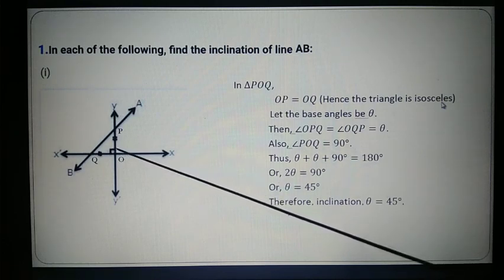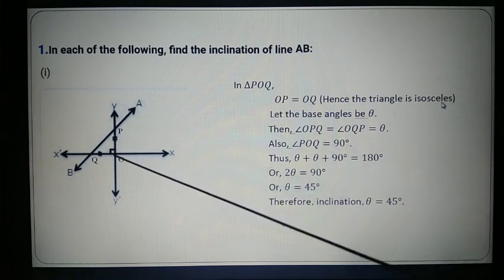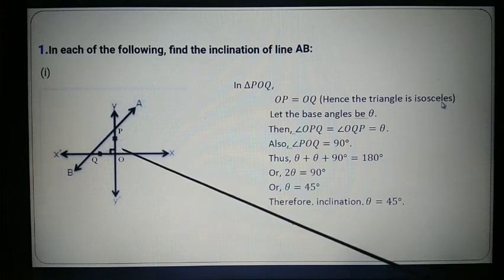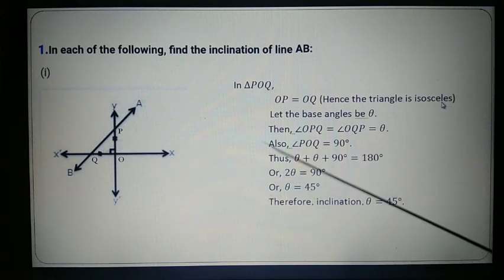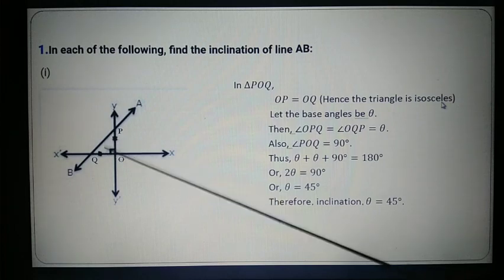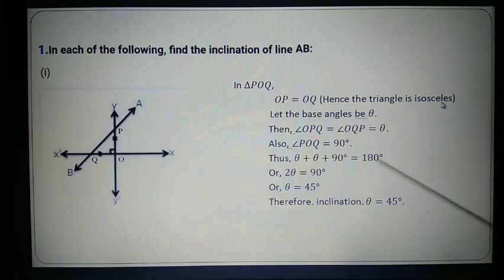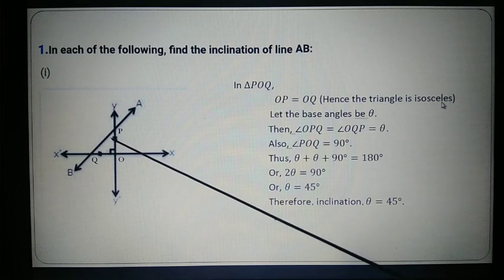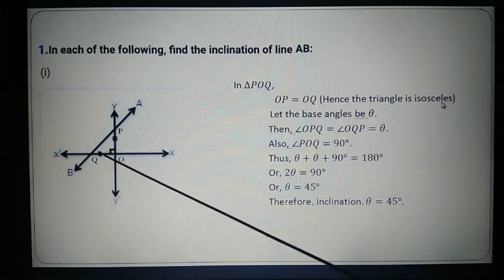This is 90 degrees. Okay, and we know that when we add the angles of this triangle, I'll get 180, right? So this is theta, this is theta, so theta plus theta plus 90 degrees is 180 degrees. So when you solve this, theta plus theta is 2 theta, this 90 goes over there, 180 minus 90 is 90, so 2 theta is 90 degrees, so that's why theta is 45 degrees. That means this is also theta, so this angle is theta, meaning my inclination is 45 degrees. Hope you have understood the sum.